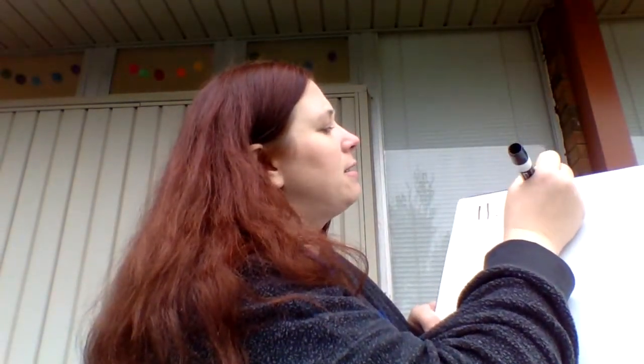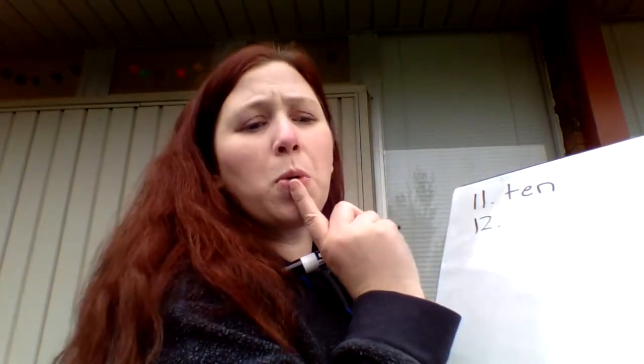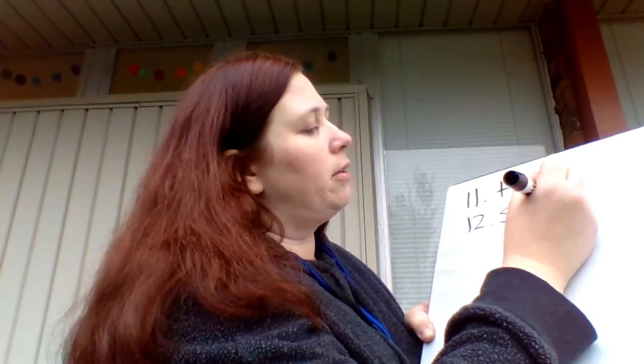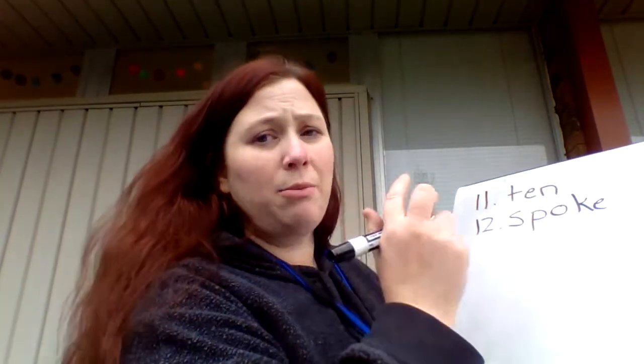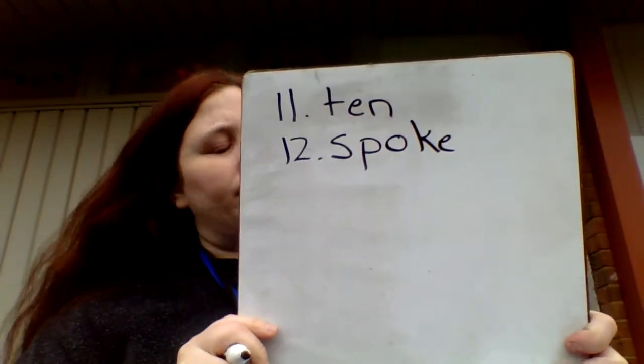We're going to move on to spell a couple of words. Number 11, we are going to spell the word ten. T-E-N. And number 12, we are going to spell the word spoke. S-P-O-K. We have that K at the end, and our O says its name, so it gets the K-E. All right, make sure you have these two written down.